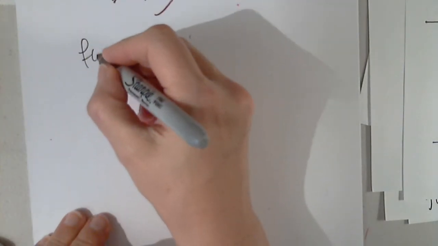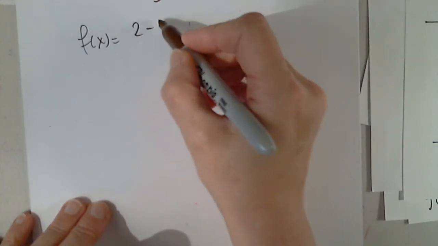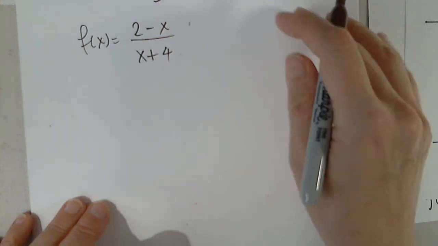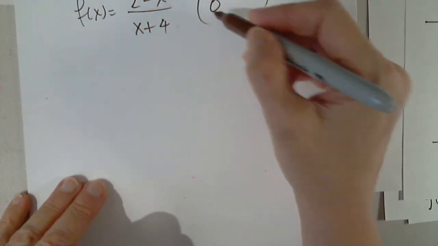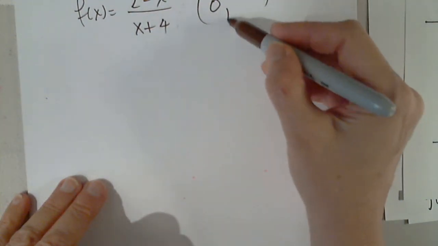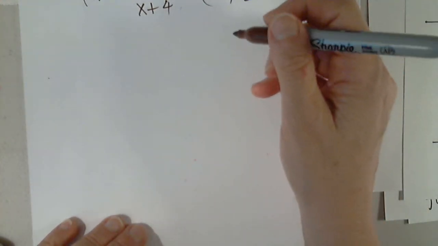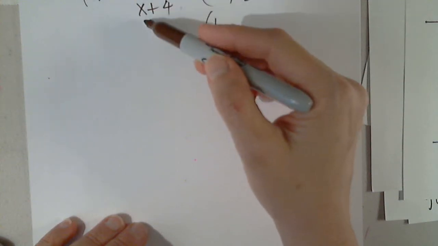So we have a function, let's say it's f of x equals 2 minus x over x plus 4. And let's make up a point. I'm going to choose 0. f of 0 is 2 over 4, 1/2. And let's choose another point. I'm going to choose 1. 2 minus 1 is 1, 1 over 5.